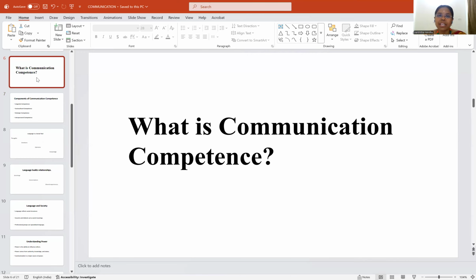Next, communication competence means the ability to communicate appropriately. Appropriate communication requires sensitivity to context. A message suitable among friends might not be suitable in a professional meeting or academic setting. So we must be conscious about what we are speaking and to whom we are speaking.